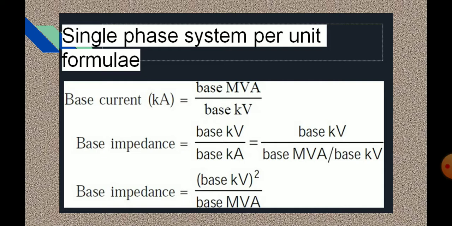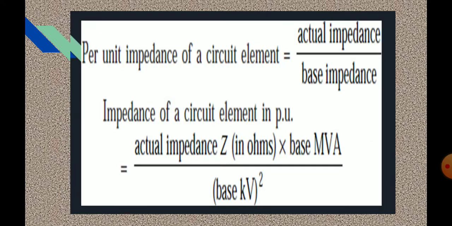The base current I is equal to P divided by V, in which P is expressed in terms of base MVA, and voltage means base kilovolt. Then base impedance Z is equal to V by I. V means base kilovolt and I means base kiloamps, in which I should be represented as base MVA divided by base kV. Therefore, the final formula: base impedance Z is equal to kVb square divided by base MVA. So this is the per unit impedance of a circuit element.